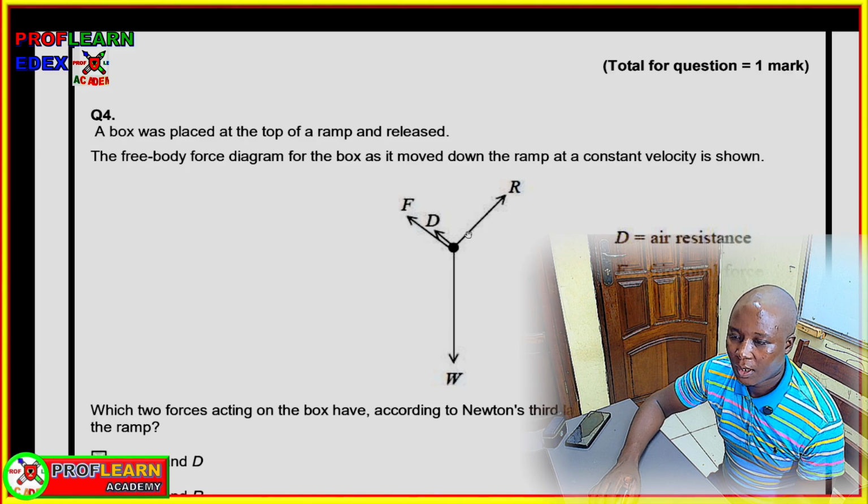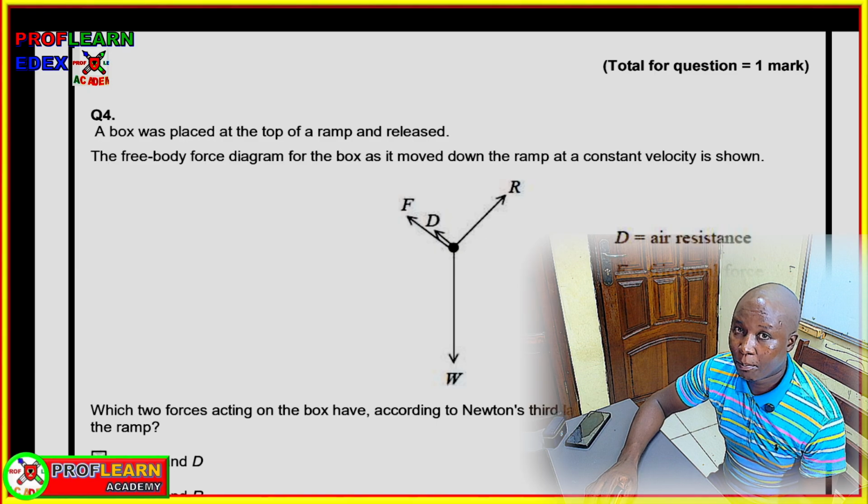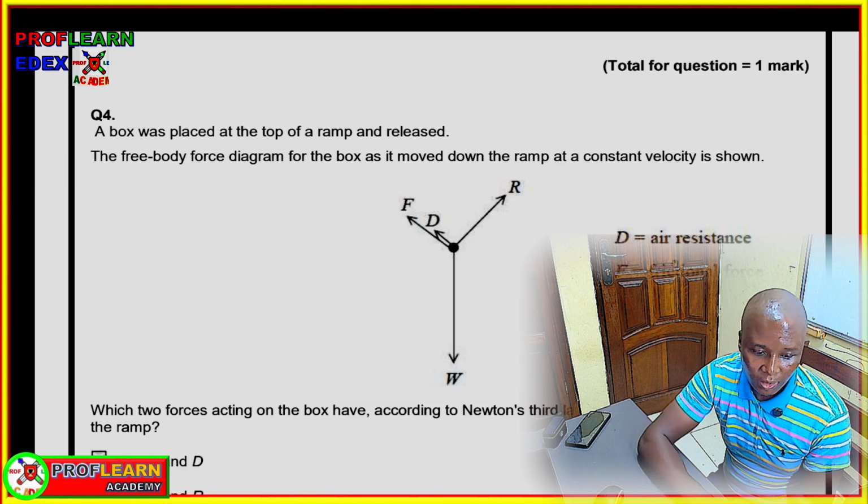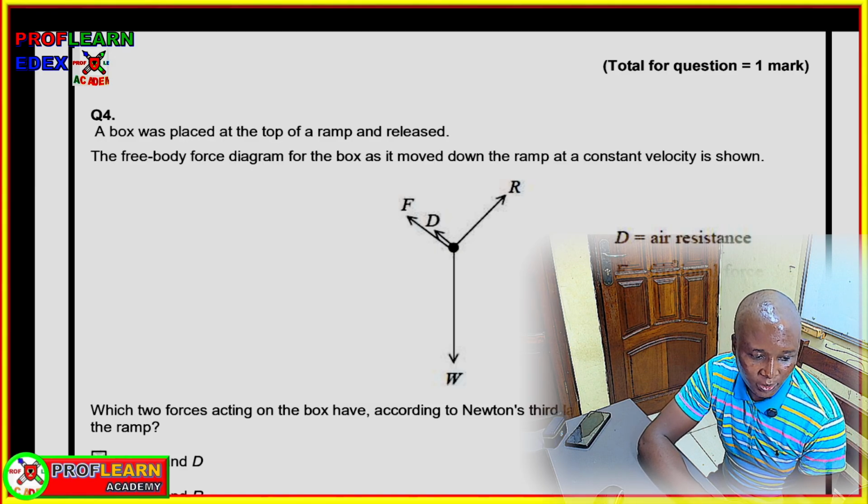R is the normal contact force, and F is the frictional force. Both of them correspond, because according to Newton's third law, the forces that act on the ramp correspond to F and R.